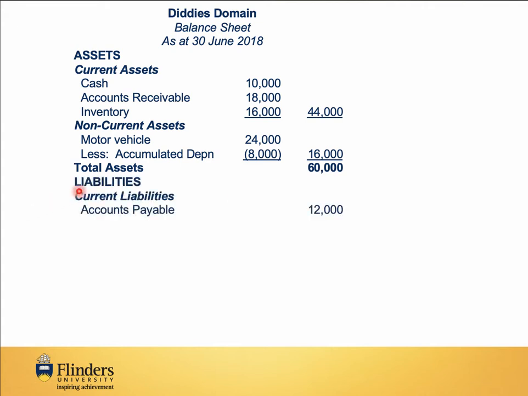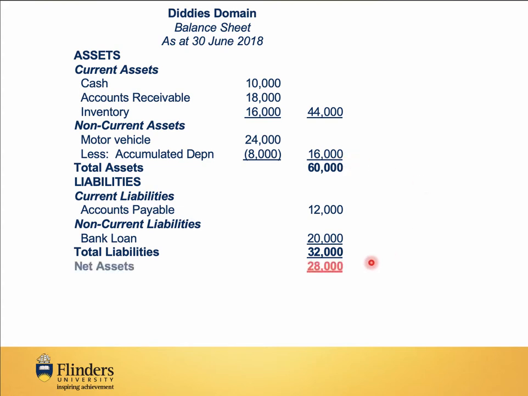Then we list the liabilities, again classified into current and non-current. So current liabilities had accounts payable of 12,000, just one current liability, and also one non-current liability, a bank loan of 20,000. So add the current and non-current liability together, 32,000 total liability. So then we can calculate net assets by deducting the total liabilities from the total assets. So 60,000 minus 32,000, net assets is 28,000.